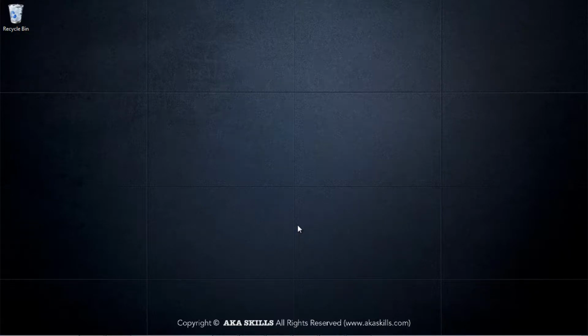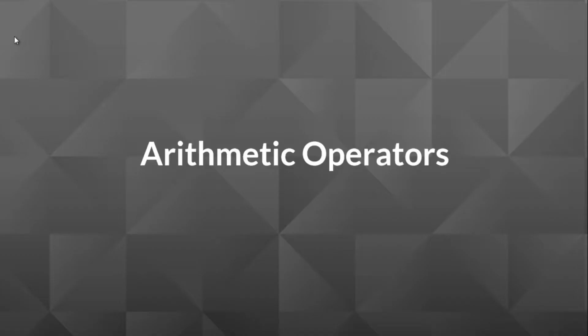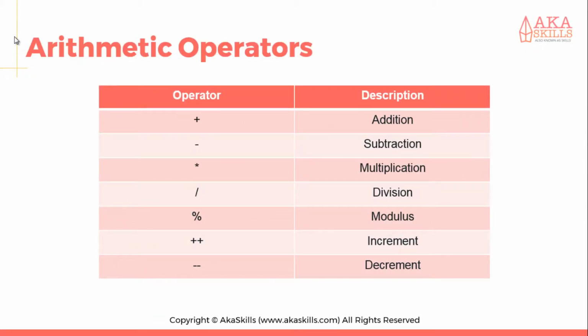And right now, we want to learn about our very first operator, which is the arithmetic operator. What are arithmetic operators? They are the operators that we use to perform mathematical operations. How many arithmetic operators are there in PHP? Well, we have the following: addition, subtraction, multiplication, division, modulus, increment, and decrement.